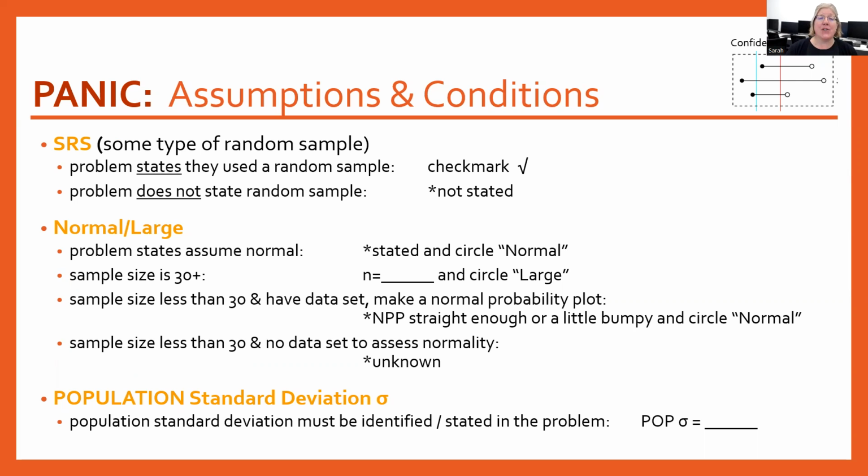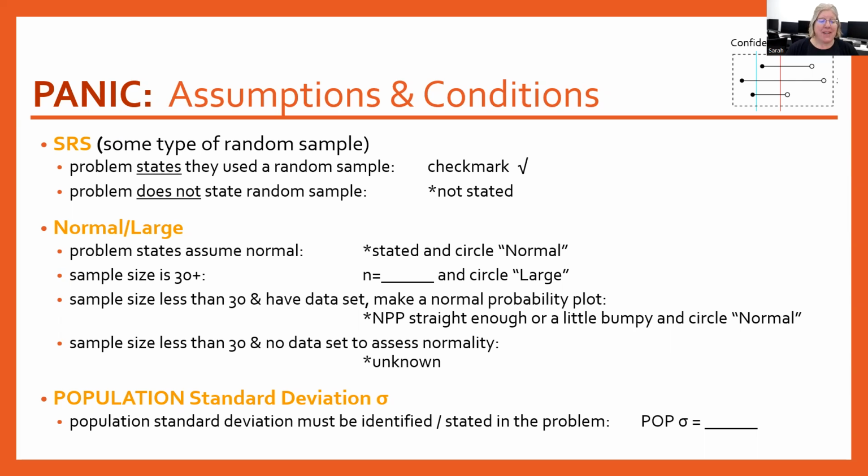If the sample size is greater than 30, I'll put N equals and I'll list that sample size and I'll circle the word large. So this would be where you would be using the central limit theorem. And then if your sample size is less than 30 and you have the data set, then you should make a normal probability plot. Okay, and so then you would want to mark that you made the NPP and whether it was straight enough or maybe slightly bumpy and circle the word normal. If your sample size is less than 30 and you have no data set and no reason to assume that data is normally distributed, you're just going to put a star and write unknown next to it. So you're not going to circle anything at all.